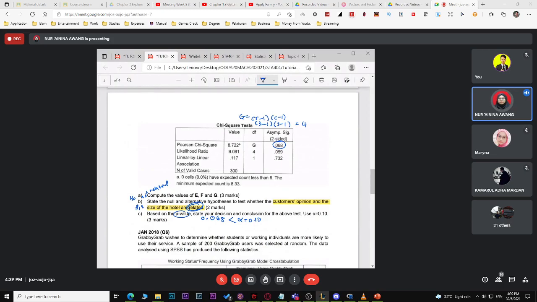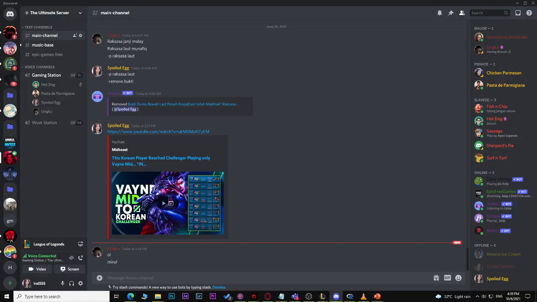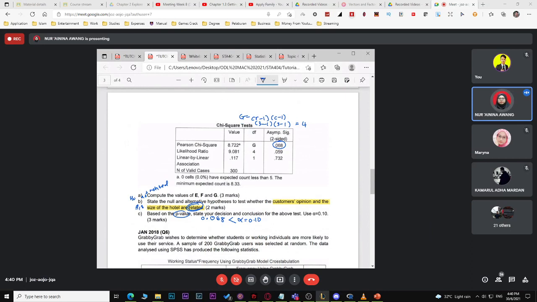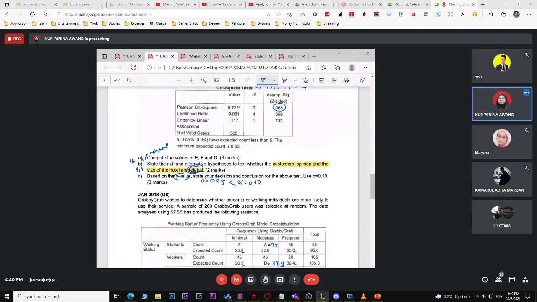Okay, so saya tak nak tiba-tiba you cakap customer opinion and the size of the hotel are independent. Customer opinion and the size of hotel are dependent. Okay, so make sure you use the correct word. Kalau soalan tanya related, use related. If the question says that are dependent, so you use dependent. Okay, follow the questions. Saya tak nak lah dia tanya related, tiba-tiba you jawab independent dengan dependent. Okay, kalau you cakap no relationship dengan other relationship, boleh terima lagi. Okay, so make sure you use the correct word.